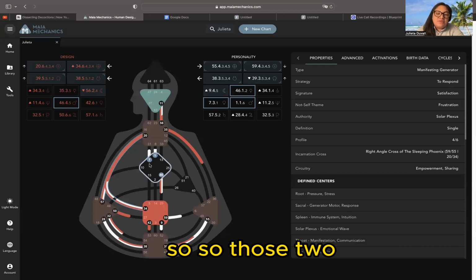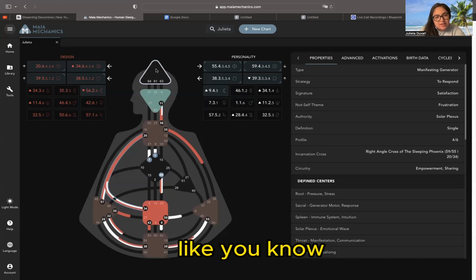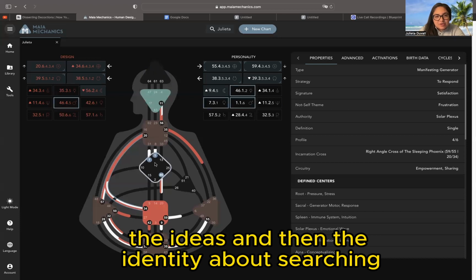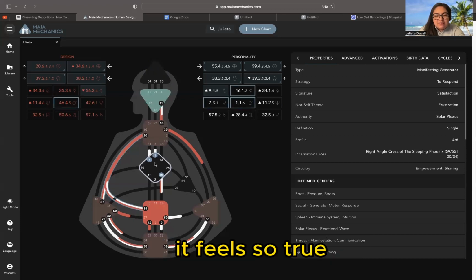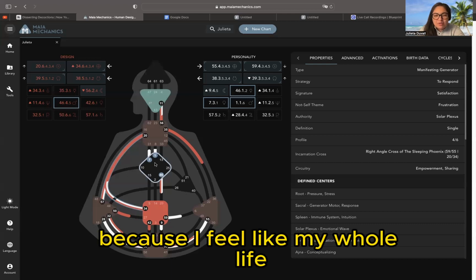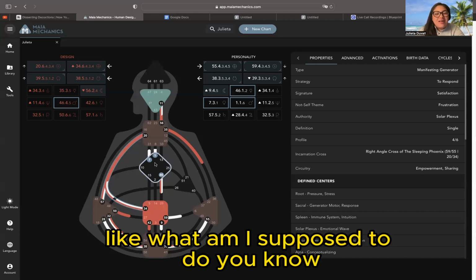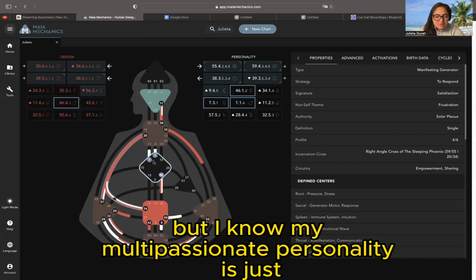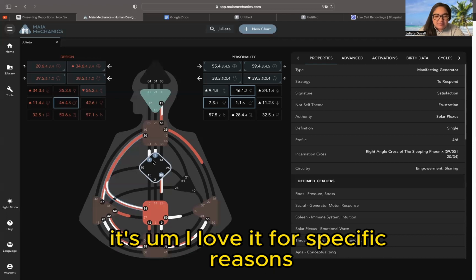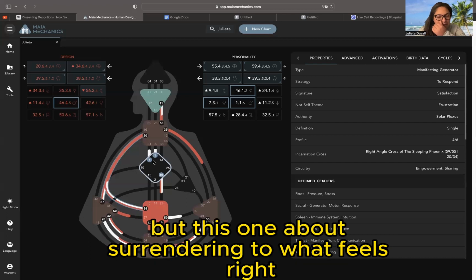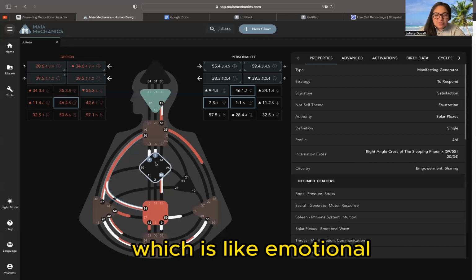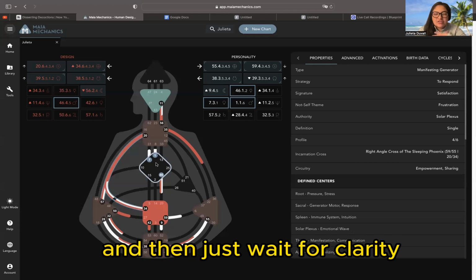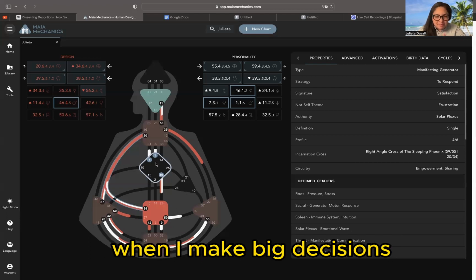So those two pieces, the ideas and the identity about searching, feel so true, because my whole life I've been asking what am I supposed to do, and I just want to be in love with something. But I know my multi-passionate personality is something I love for specific reasons. It has helped me grow so much. And this one is about surrendering to what feels right, and then following my authority, which is emotional. So I have to let my emotions come in and wait for clarity when I make big decisions.